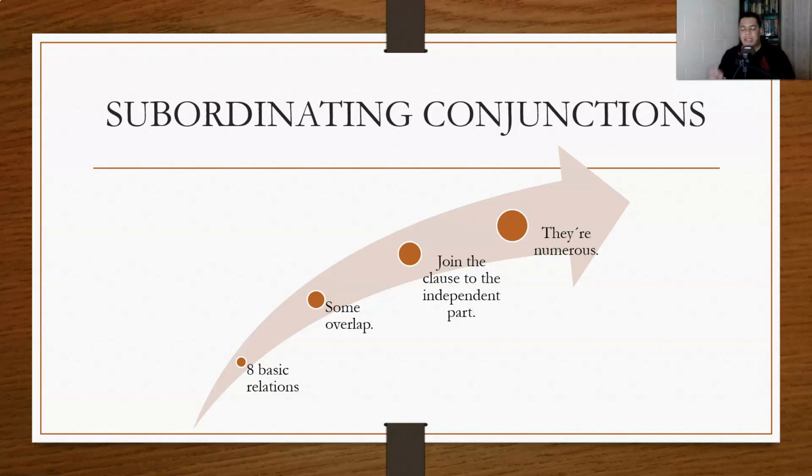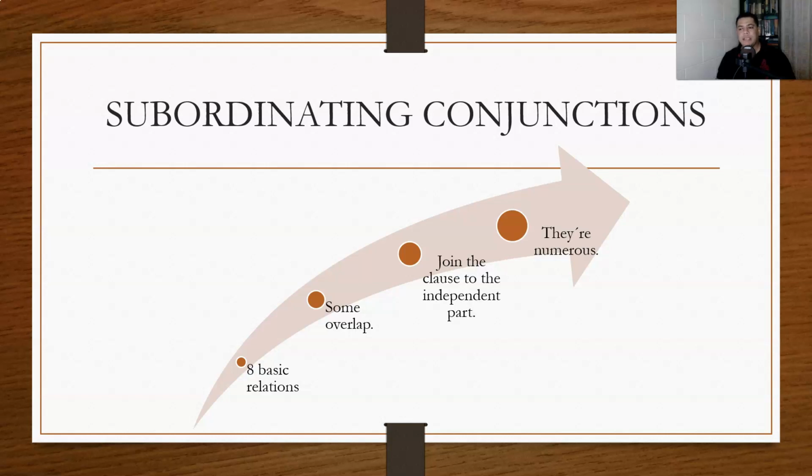And you need to bear in mind that some of these conjunctions are going to overlap. What do I mean by that? To overlap means that sometimes you have a subordinating conjunction that can introduce an adverb clause of cause, but it can also introduce an adverb clause of time, or it can introduce an adverb clause of manner. I am speaking specifically about the case of the subordinator as. As can establish a relation of time, of cause, or of manner.